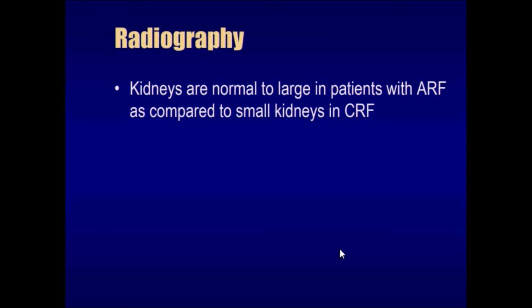We go for radiography. Kidneys are normal to large in patients with acute renal failure as compared to small kidneys in chronic renal failure. In acute renal failure, the kidney's size may be normal or it may be larger than normal. But in case of chronic renal failure, the size of the kidney is usually smaller than normal.